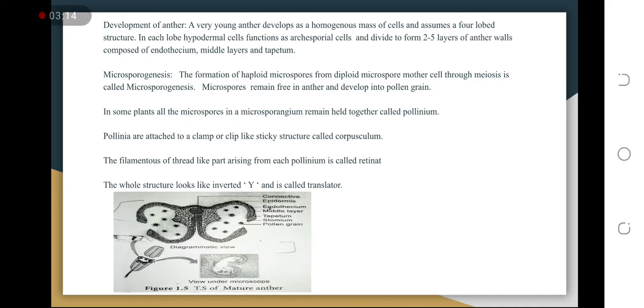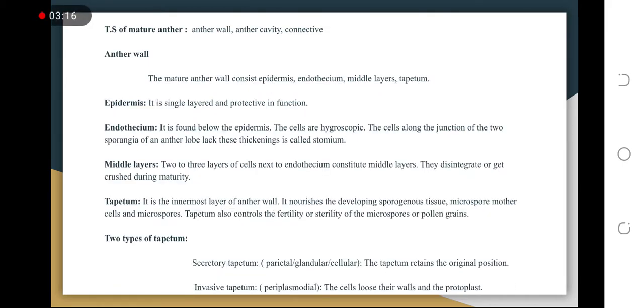Next one is structure of anther, mature anther. TS of mature anther, the cross section, transverse section of mature anther shows anther wall, anther cavity, connective. The mature anther wall consists of epidermis, endothecium, middle layer, tapetum. Epidermis, it is single layered and protective in function. It does the protection for the anther, pollen grain.